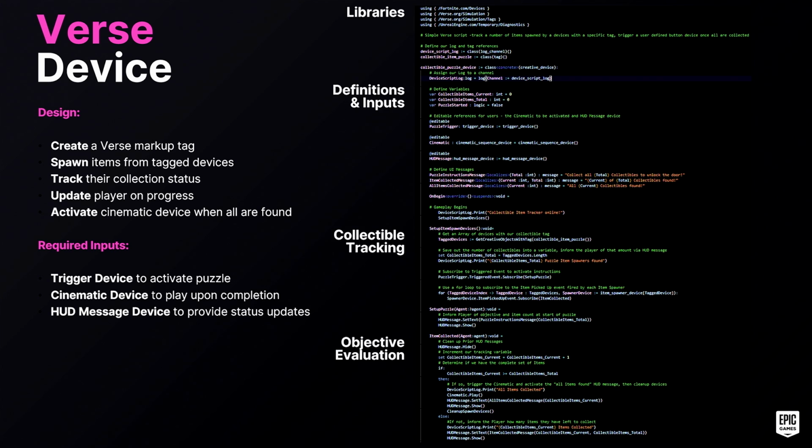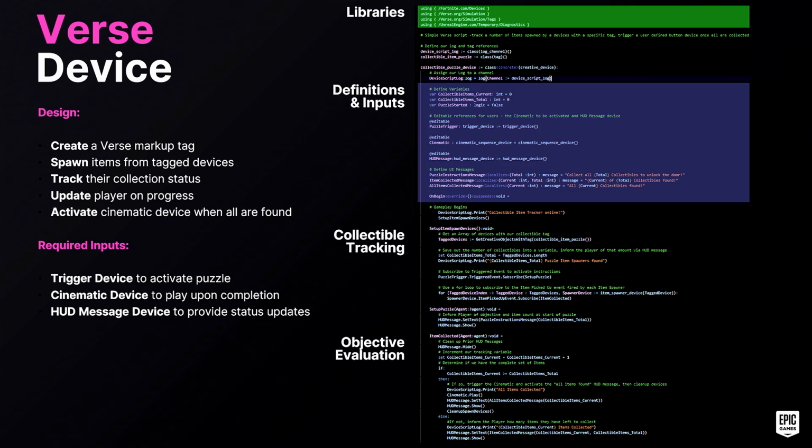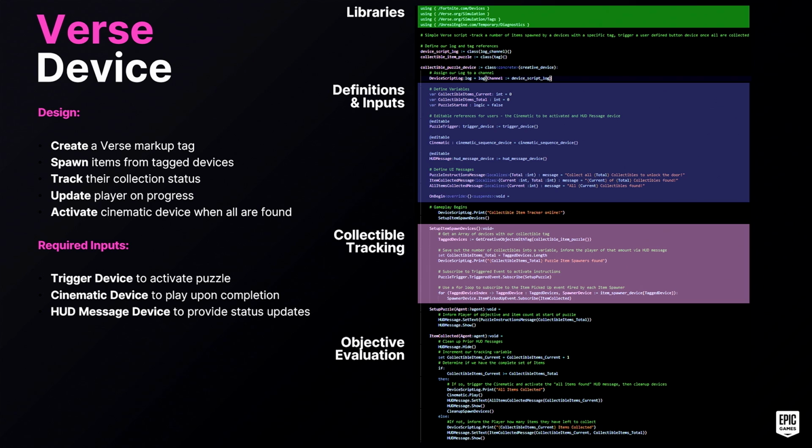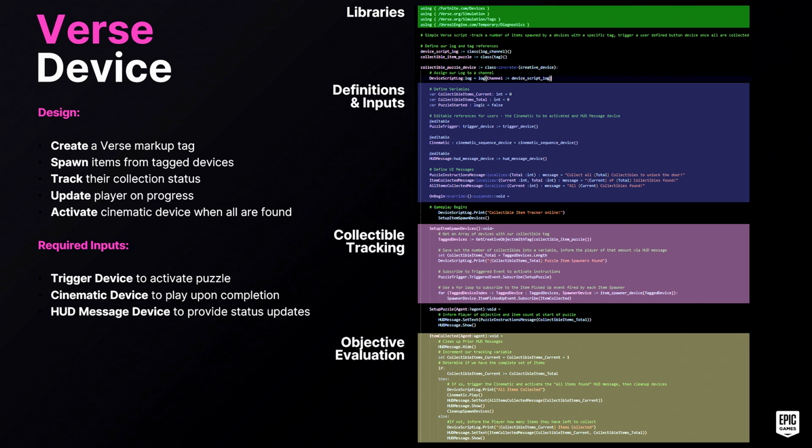Don't worry, I'm going to go into great detail and zoom in on all of this, but this is 80 lines of verse. First up is libraries. It's how I add the things I need for this specific verse script. The key one here is I added the simulation tags library, which means I can create my own tag. Next up, I make my definitions on my variables and my soft reference inputs for things like the trigger device. That bit there with the pink is all it takes to track the collectibles. And this in the green is all I need to evaluate to see if you completed the objective.